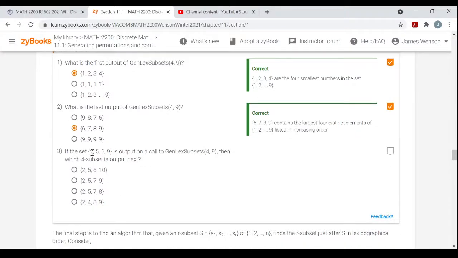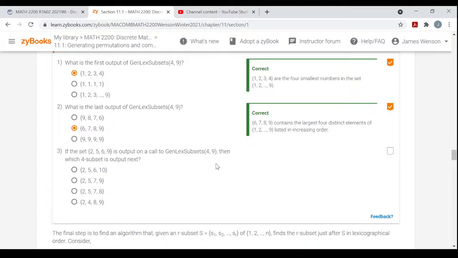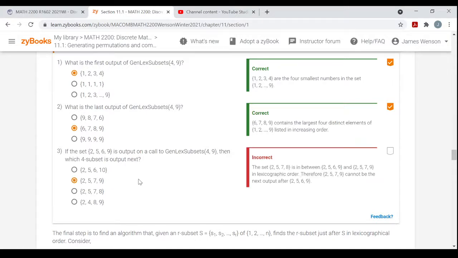And then if the set 2, 5, 6, 9 is output, and then you go through this algorithm here, what would be output next? Well, 2, 5, 6, 9, the next highest would be... I can't bump that one up higher, but I can bump this one up higher: 2, 5, 7, 9. Oops. 2, 5, 7, and then 8 would be lower than 9. Right? Yeah, the next one.